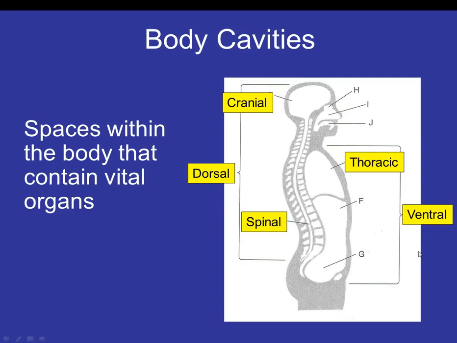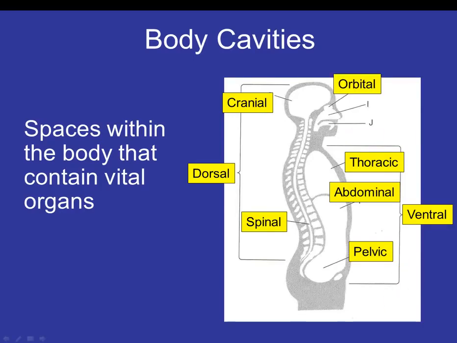So ventral refers to on the front. So first is your thoracic. Thoracic means chest. Next you have abdominal, so your abdomen, all your stomach and intestines. And then we have your pelvic cavity. That contains your pelvis, reproductive organs.